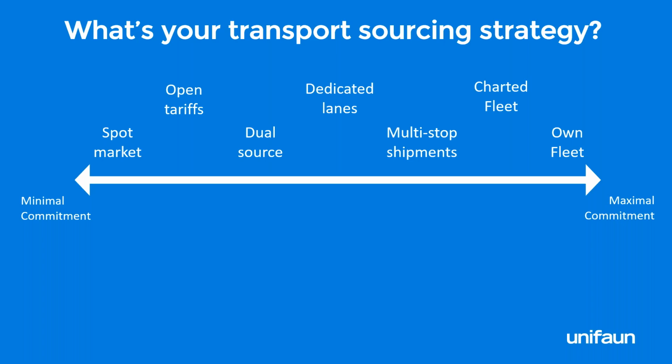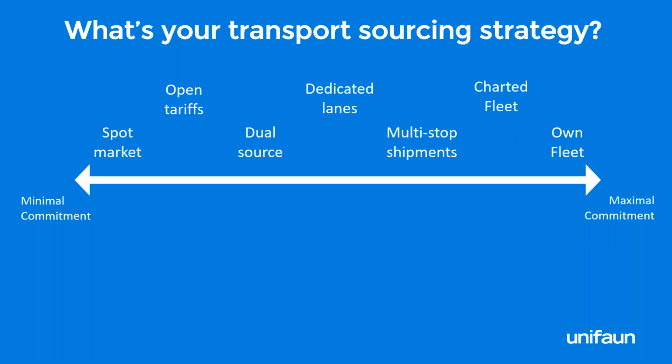Well, there is a range of different sourcing approaches, going from open tariffs, basically meaning that you have a tariff agreement from a number of suppliers, carriers, but you have not agreed to actually using it. But if you do use it, that's the price. You can work with a dual source, where you have one or two suppliers dedicated for each relationship, but for each shipment, you can choose between them.